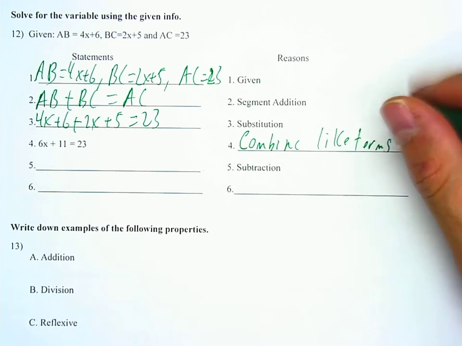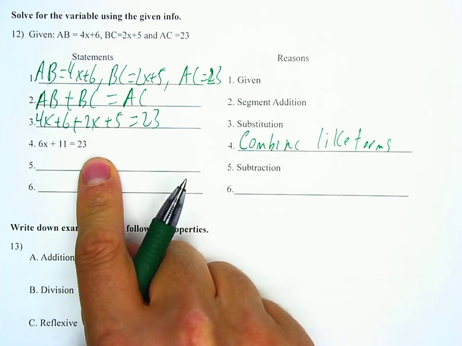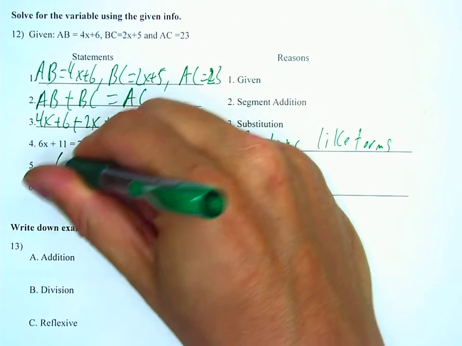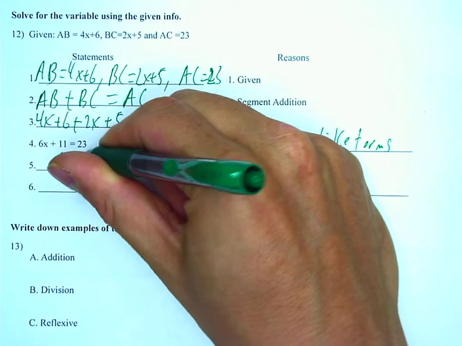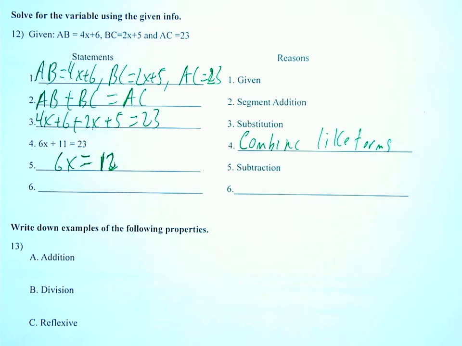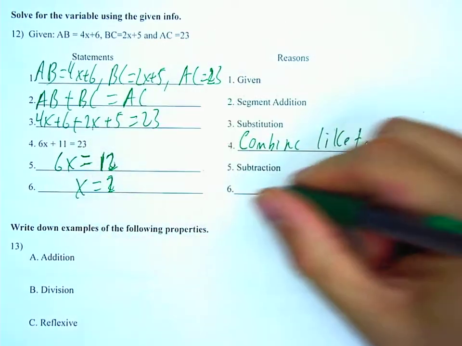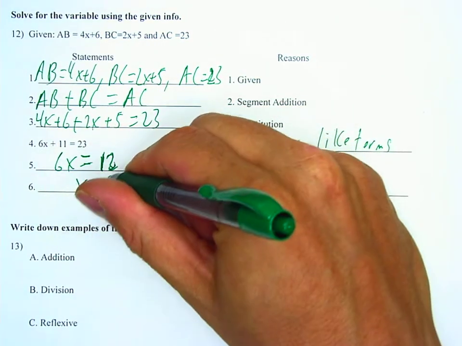Now my next step, we're going to do a subtraction here. We're going to subtract what? 11 from 23. So that's going to yield 6x is equal to 12. That's a subtraction postulate, no, subtraction property of equality. And then our final step is to take 6 into 12 to get x equals 2. To get to x equals 2, we divide.